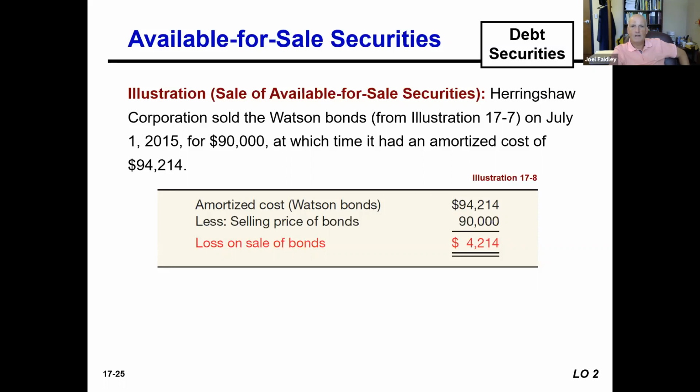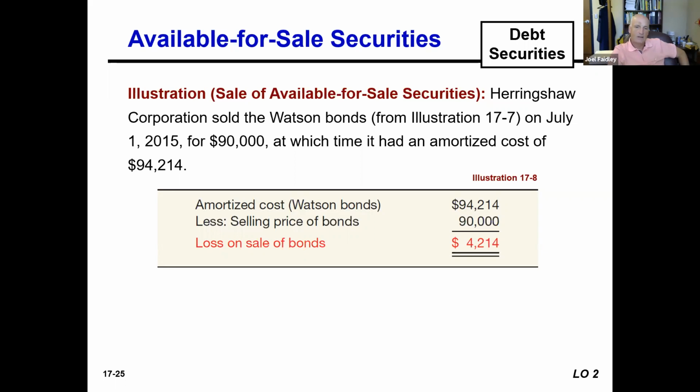So they sold these Watson bonds back on the prior page for $90,000, at which time it had an amortized cost of $94,214. So they actually sold it. It wasn't just a holding gain or loss that we've been looking at. They actually sold these bonds. And so you got a realized loss of $4,214. See, these other losses that we've been showing in gains are unrealized gains and losses. This is a realized gain or loss. You're recognizing both. But this is a realized loss.